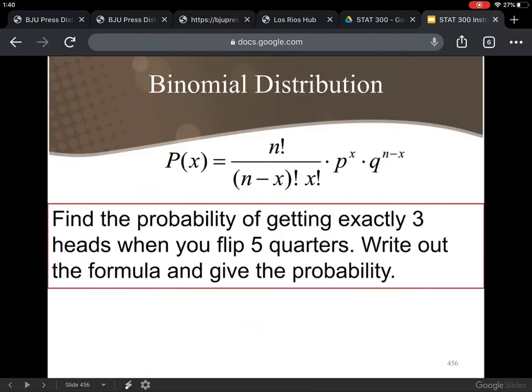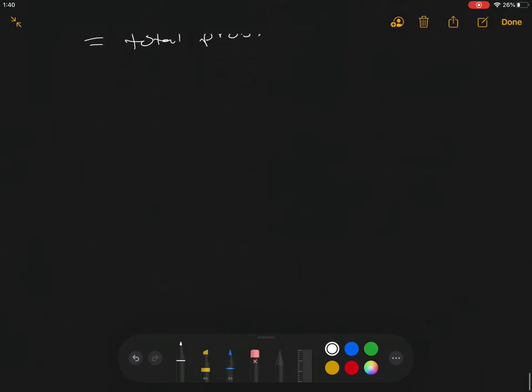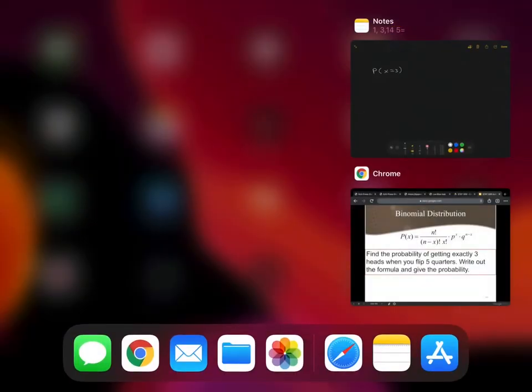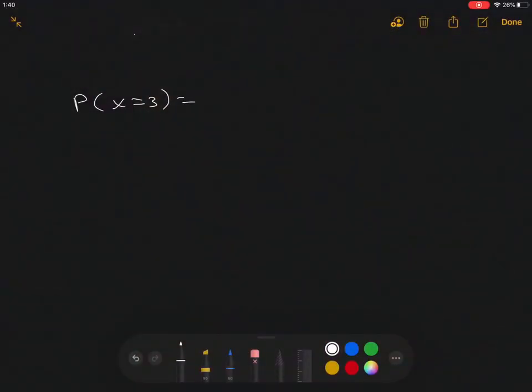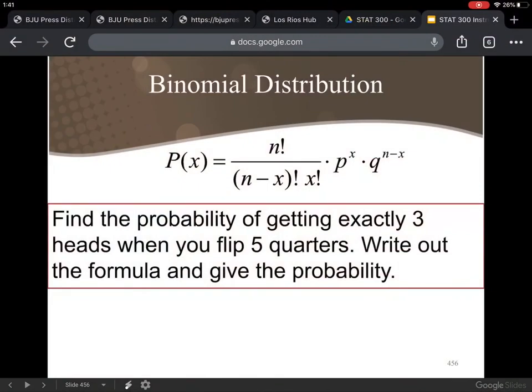Okay. Here's another one. Find the probability of getting exactly 3 heads when you flip 5 quarters. Write out the formula and give the probability. So 5 trials, we have the probability that you get exactly 3, right? It says exactly 3. 5 choose 3 times, flipping a coin, 0.5 to the third times 0.5 to the second, the exponents add to 5, the total number of trials, and then we would calculate this and get the probability. Okay, I'll let you practice that one.